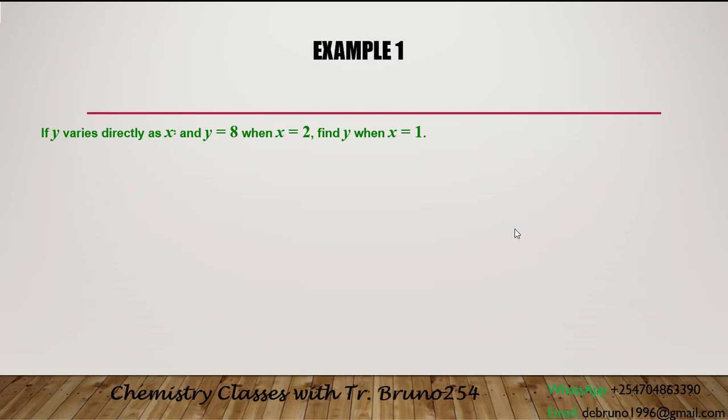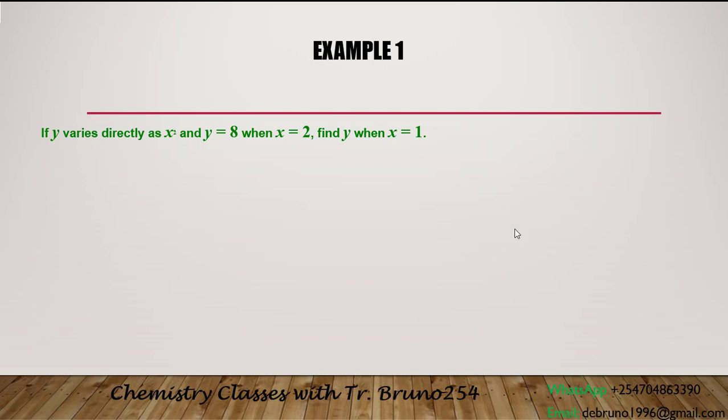And that example is, if y varies directly as the square of x and y is given as 8 while x is given as 2, kindly find the value of y when x equals 1. As you can see from this problem, we are first given the values of y and x and given the relationship between y and x squared.